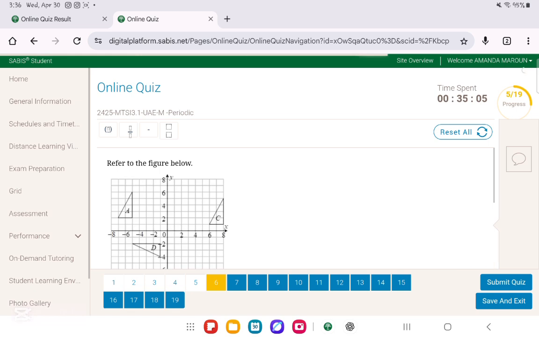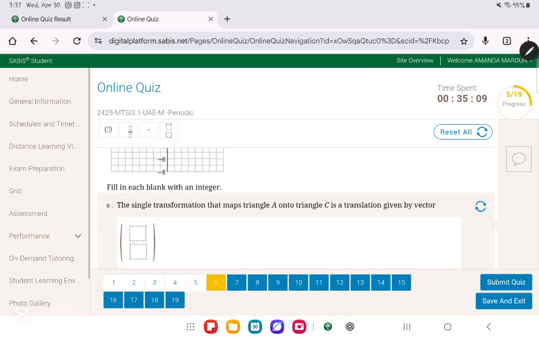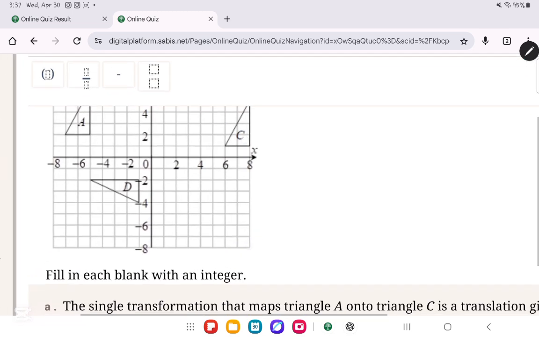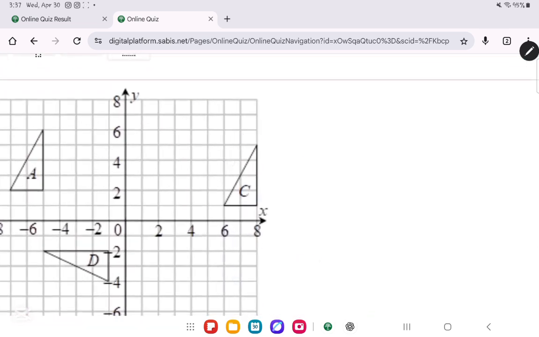We now move on to question number 6. And question number 6 says, refer to the figure below. They want the single transformation that maps triangle A onto C. Again, just like we did before, we are going to take the point on A and the similar point on C.